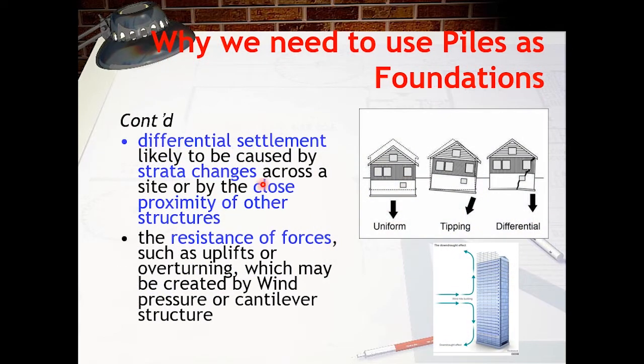Differential settlement likely to be caused by strata changes across the site or by the close proximity of other structures. This is what happens because ada differential settlement. Tanah ni dia tak sama, jadi ada tempat dia akan ada settlement yang lebih lagi. The resistance of forces such as uplift or overturning which may be created by wind pressure or cantilever structure. So kita perlukan pile foundation supaya dia boleh anchor ataupun dia boleh elak the structure untuk being lifted. Jadi dia akan anchor structure tu pada ground.